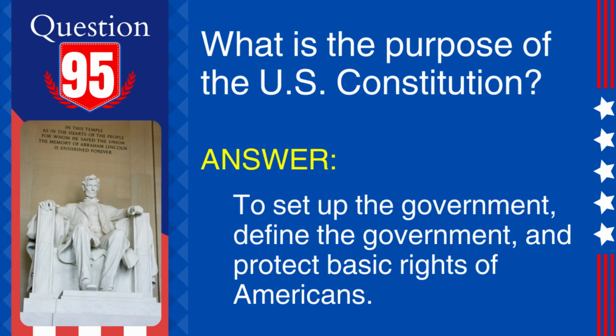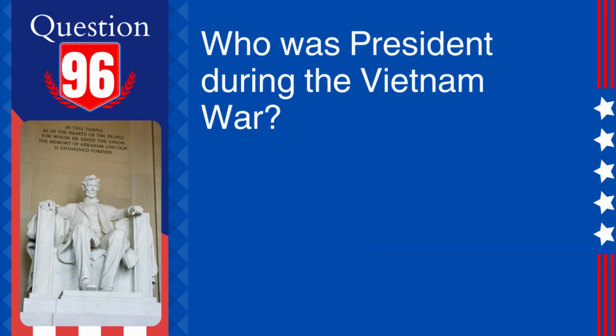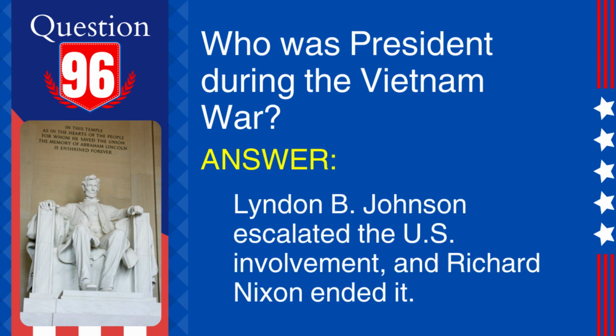Answer: To set up the government, define the government, and protect basic rights of Americans. Explanation: The Constitution establishes the structure and powers of the U.S. government and outlines the rights and freedoms of American citizens. 96. Question: Who was president during the Vietnam War? Answer: Lyndon B. Johnson escalated the U.S. involvement, and Richard Nixon ended it. Explanation: Lyndon B. Johnson significantly increased U.S. military involvement in Vietnam, and Richard Nixon was president when the U.S. involvement in the war ended.